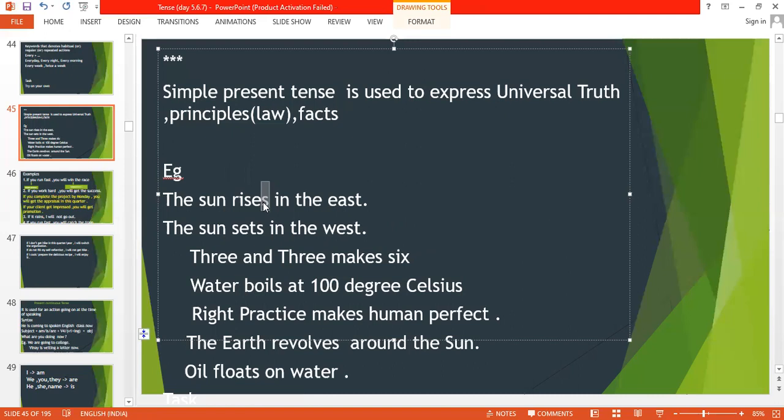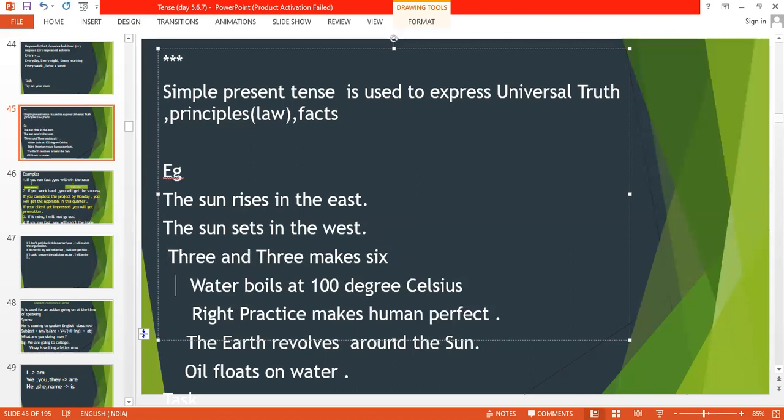So the sun rises in the east, which is a universal fact. Even if I say the sun rises in the west, you may not accept it because it's universally accepted and even proved. Thus, the sun sets in the west. So even with the verb, we always have to add s. Next, we have the principle. And what's the principle? 3 and 3 makes 6.